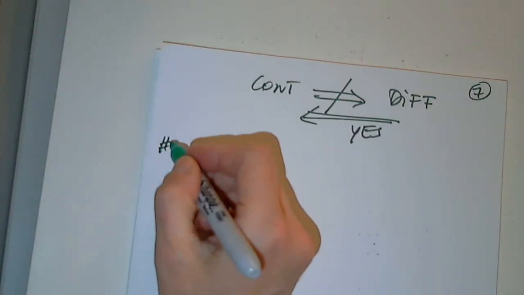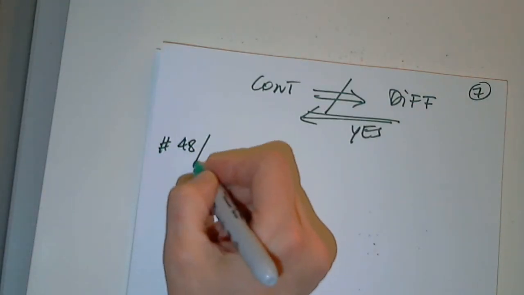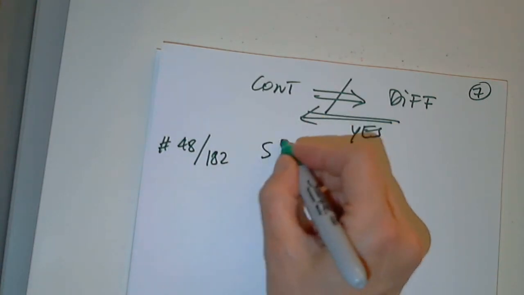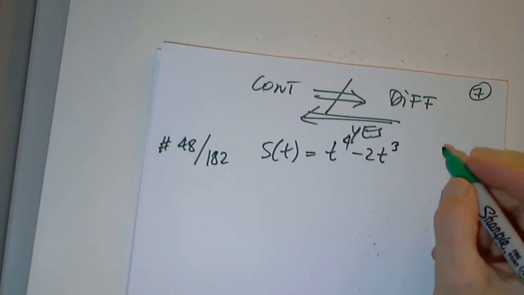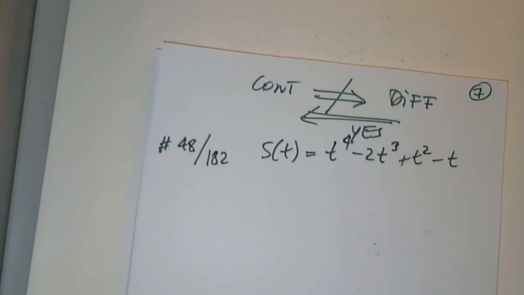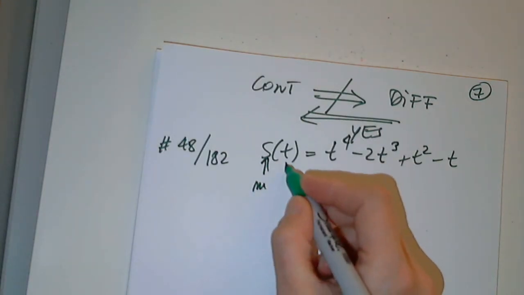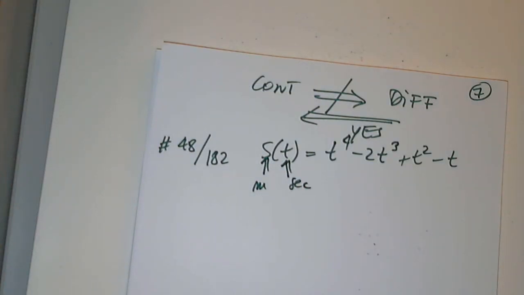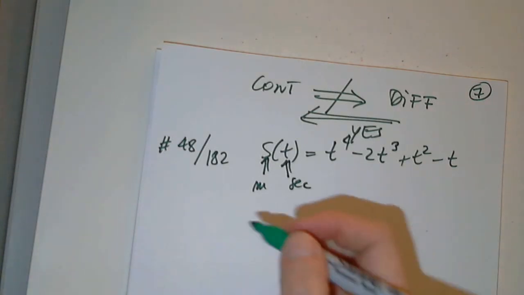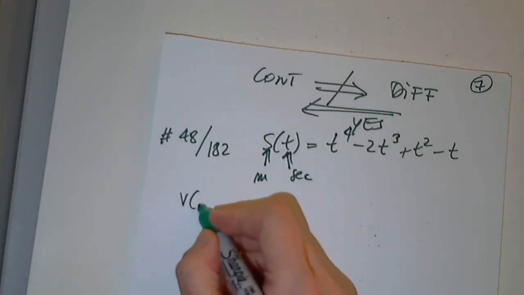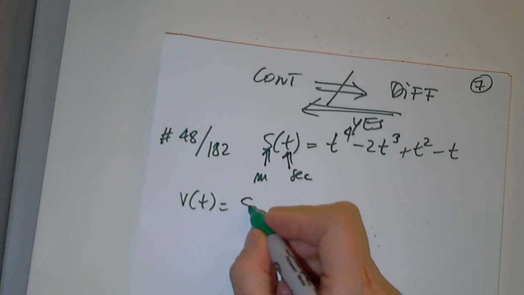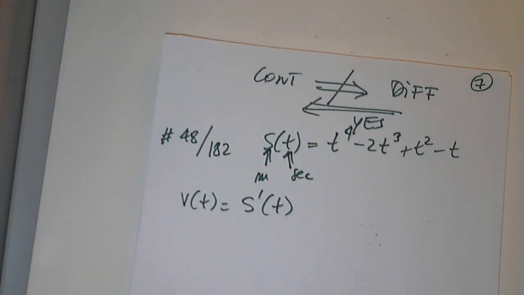So this is problem 48 on page 182. And we have s of t, which is t to the fourth minus 2t cubed plus t squared minus t. Distance is in meters and time in seconds. Find the velocity and acceleration as functions of t. Okay, so this is a distance function. The velocity is obviously, as we know, the rate of change of distance with respect to time.